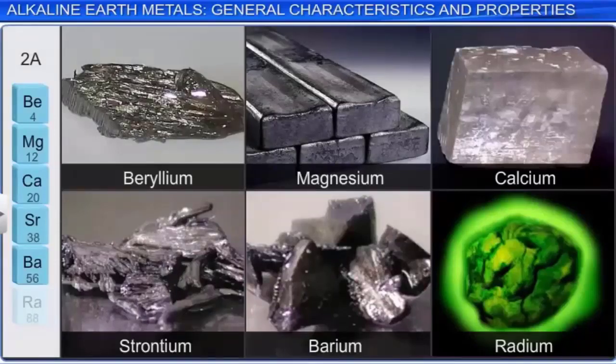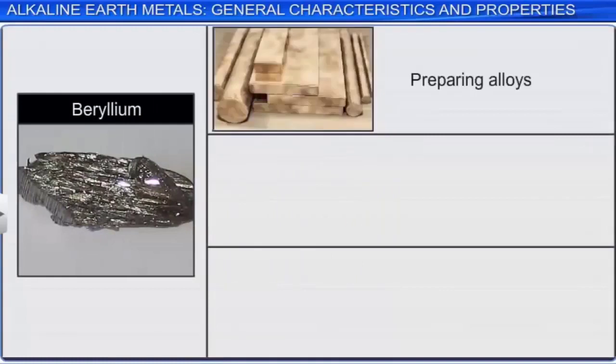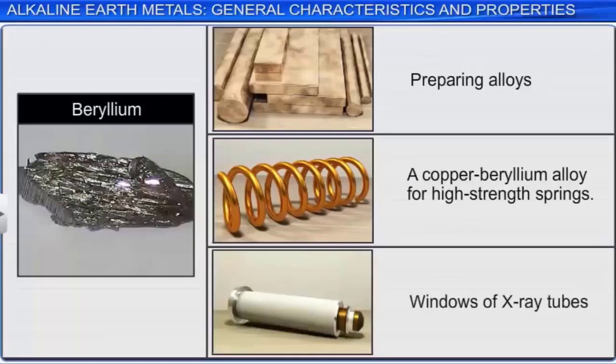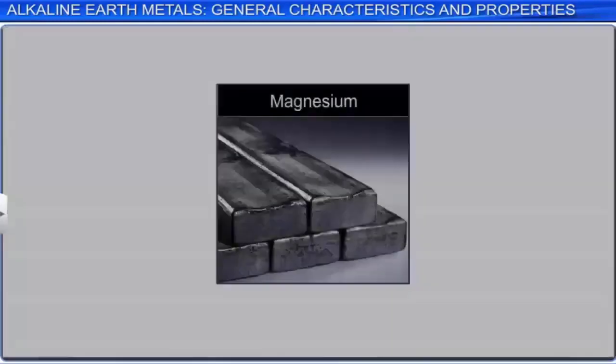The alkaline earth metals are used for a variety of purposes. We'll wrap up this module with an overview of the uses of these metals. Beryllium is used in many industries. It is used to prepare several alloys. A copper-beryllium alloy is used to manufacture high-strength springs. Metallic beryllium is used for the windows of X-ray tubes. The inhalation of beryllium dust, vapor, or its compounds can cause berylliosis, a serious form of metal poisoning.